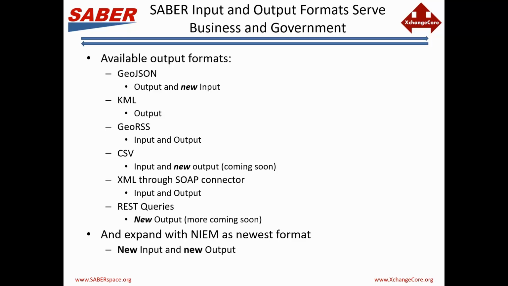XML through a SOAP connector, both input and output. New output REST queries, with more of them coming soon. And the whole topic of this, NIEM, the newest informant with a new input and a new output. So we're seeing the rounding out, and there are very few other formats that exist out there in the world that can't be composed as part of the process that we now use inside of SABER through XchangeCore.